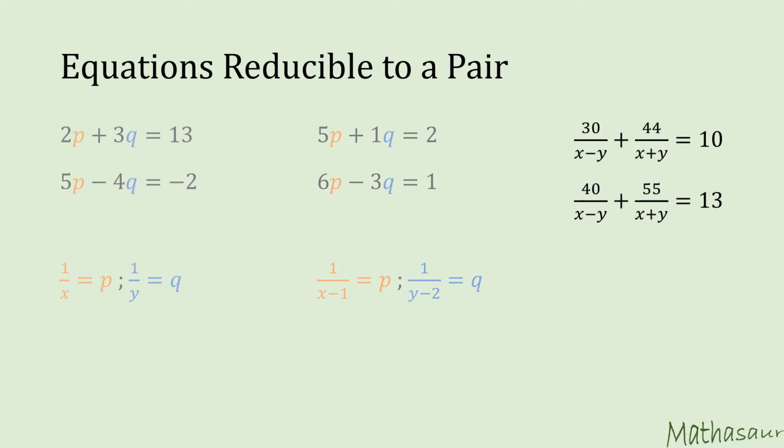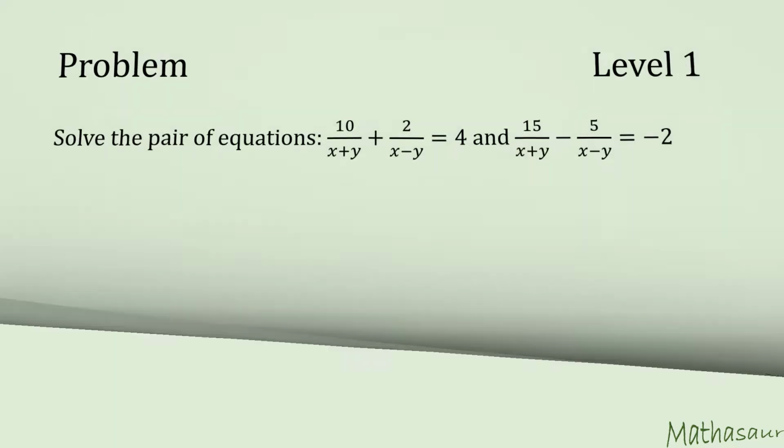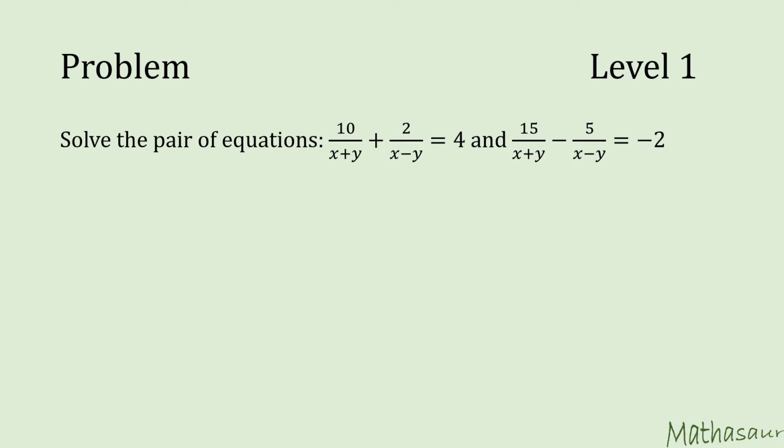Let us look at the third pair. Once again, we can see common terms between the two equations. x minus y is one term and x plus y is another term. So we can take 1 upon x minus y equals p and 1 upon x plus y equals q. Rewriting these equations in terms of p and q, now these look familiar and can be solved for p and q. Let us look at a few problems.